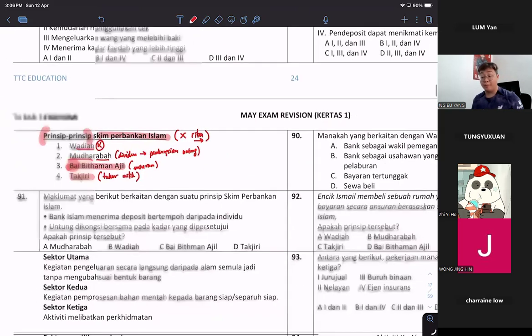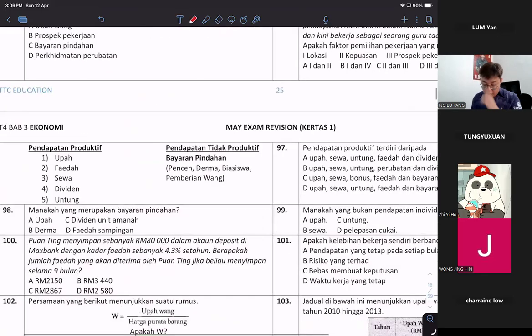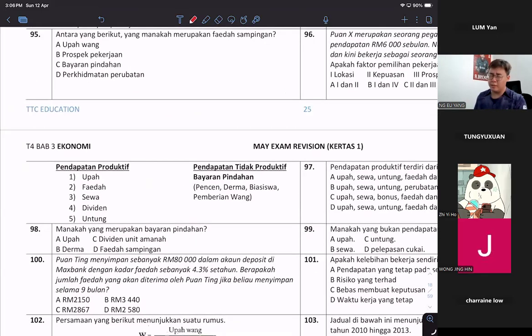Okay. So this is our Bank Islam. Done, huh? So next one, this is your bab 3B. So right down on top in your page number 26, bab 3B. So pendapatan produktif, we have buruh for upah. And then we have modal for faedah.